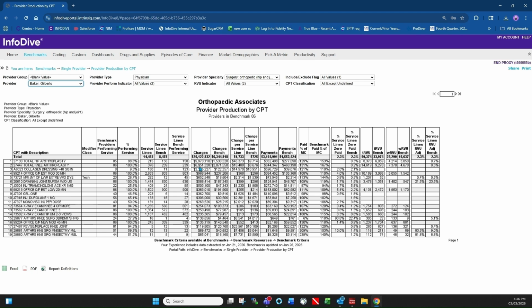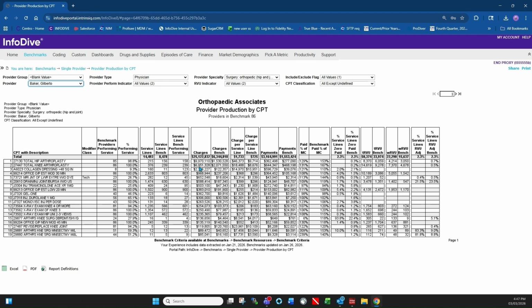Again, it also gives you the charges that are associated with each one of those different CPT codes and the charges in the benchmark. So you're really comparing apples to apples, specifically at a granular level based off of each one of those CPTs with description. Across the board, you have the charges per service line. So it's telling you the breakdown of each one of those service lines performed, as well as the charges per service line in the benchmark, payments benchmark, and all the way across to where you get to the total RVUs and the work RVUs. And now you can see exactly where that work RVU breaks down for Dr.